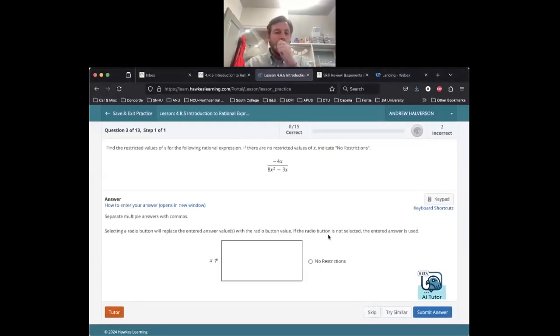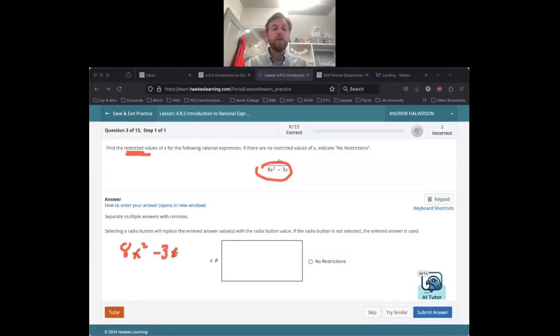Okay, so when it says find the restricted value, that's saying what's the value that x cannot be? It could be multiple values, like this one here. We've got to take this expression here, 8x squared minus 3x. We want to know the values that make it 0. So set it equal to 0 and solve.